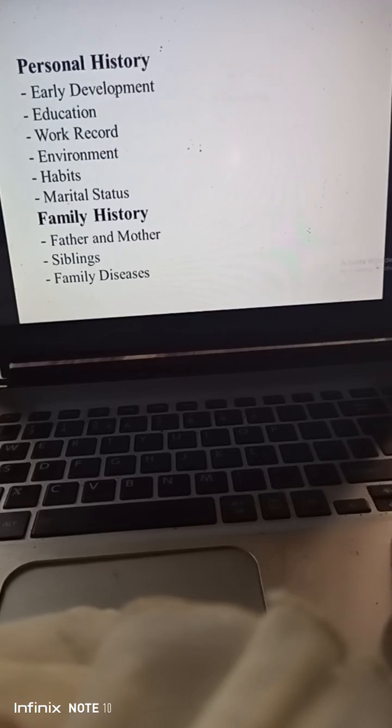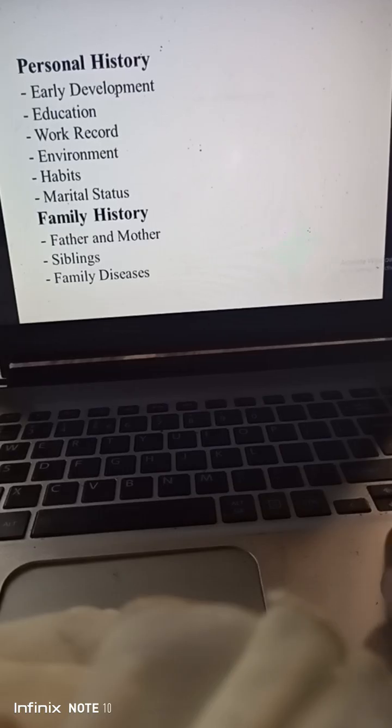The other important part of history is, in fact, personal history, which includes the early development of the patient, educational history, work record, any environmental history, habits, and marital status of the patient. Habits in the part of personal history are very important. The patient might be alcoholic, the patient might be chewing chat and smoking cigarettes. These are very important parts of history, so you have to mention these things in the personal history.